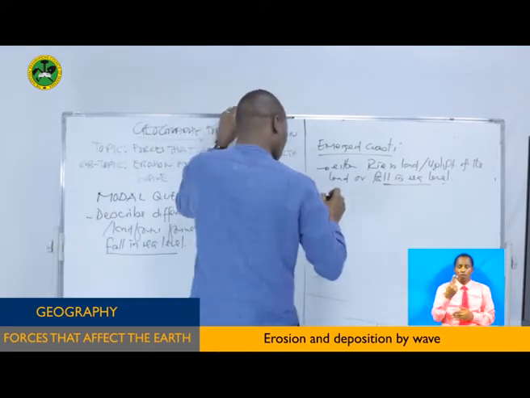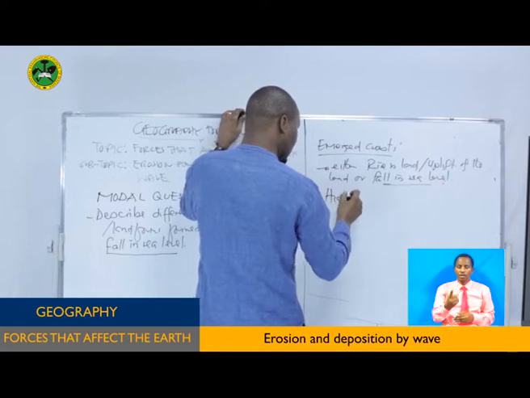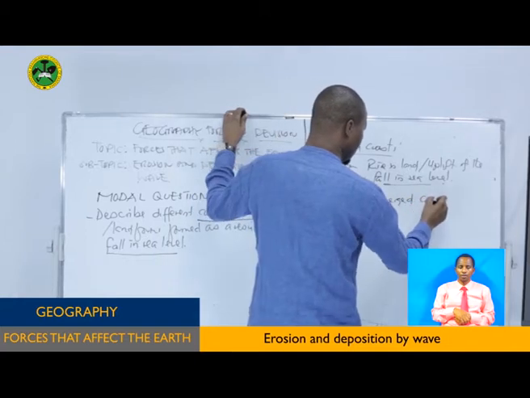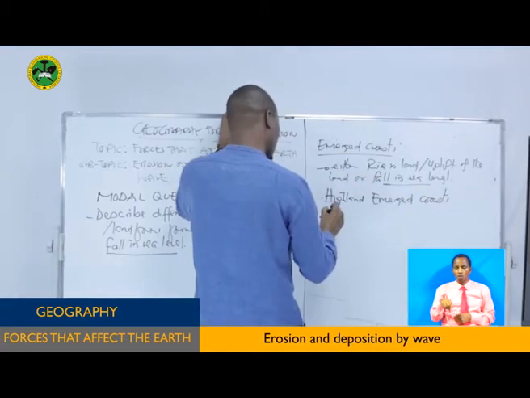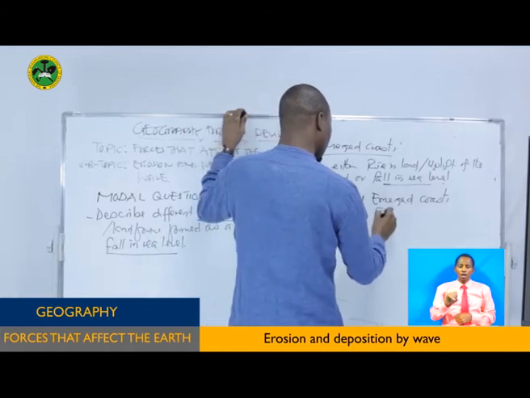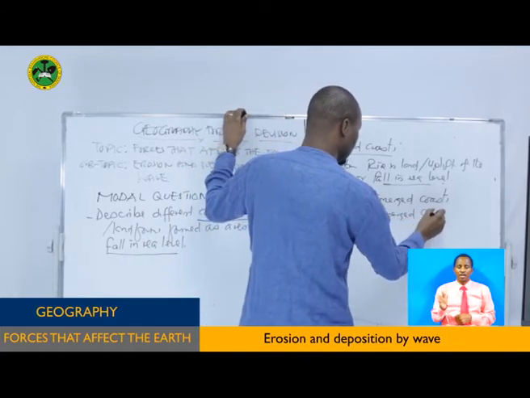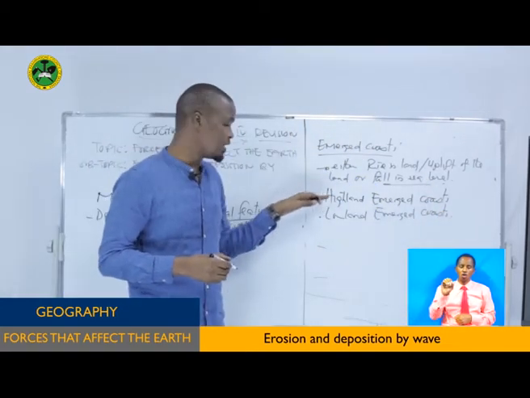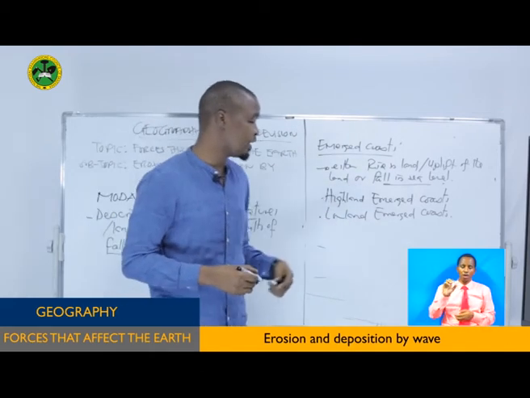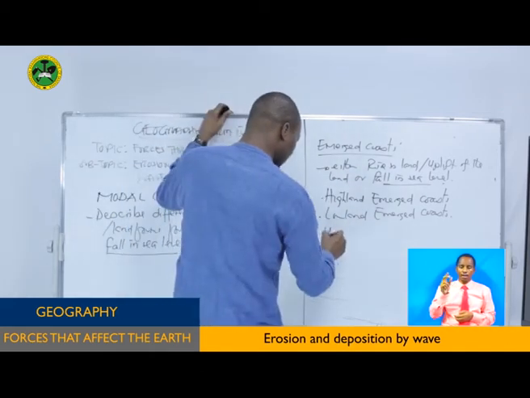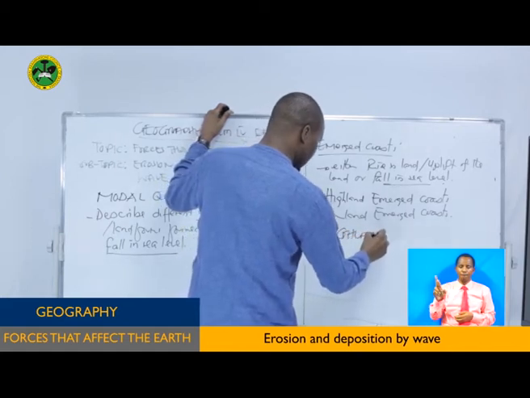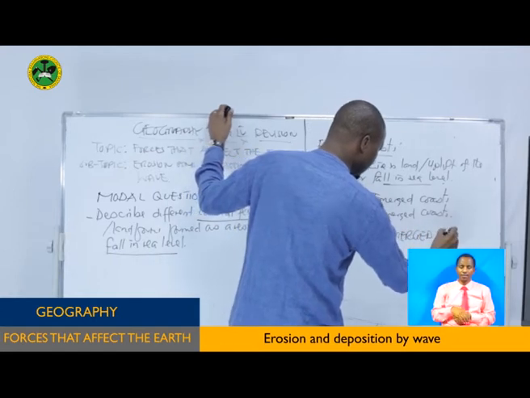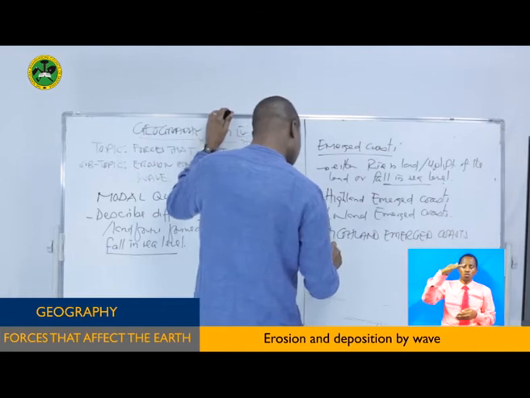We may look at the highland emerged coast, as well as the lowland emerged coast. So let us start. What are the features found within the highland emerged coast, and then we will see the features found at the lowland emerged coast. So start with the highland emerged coast.